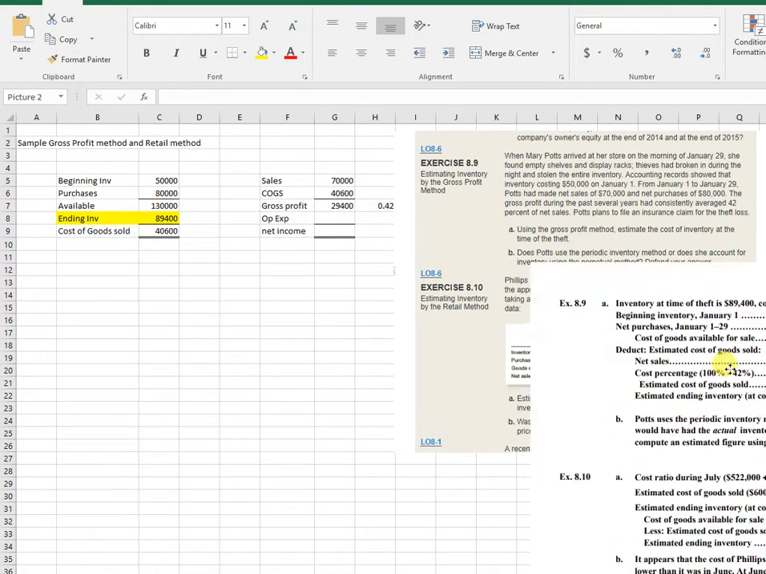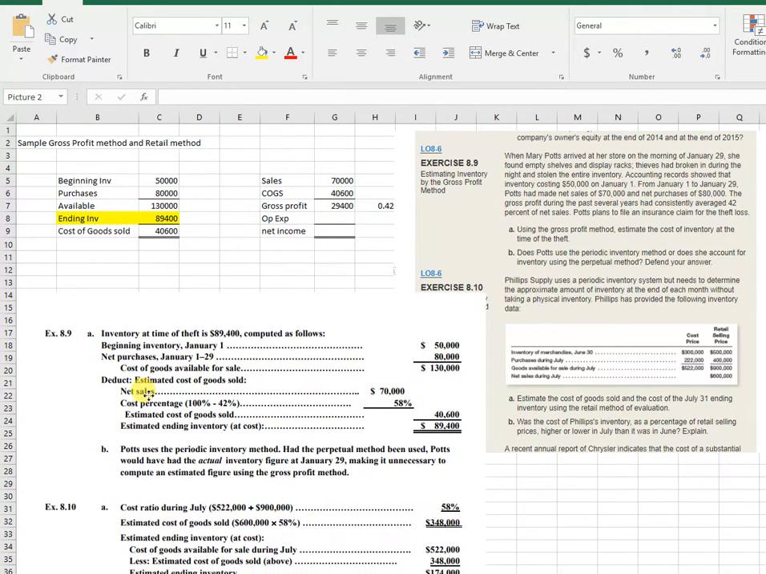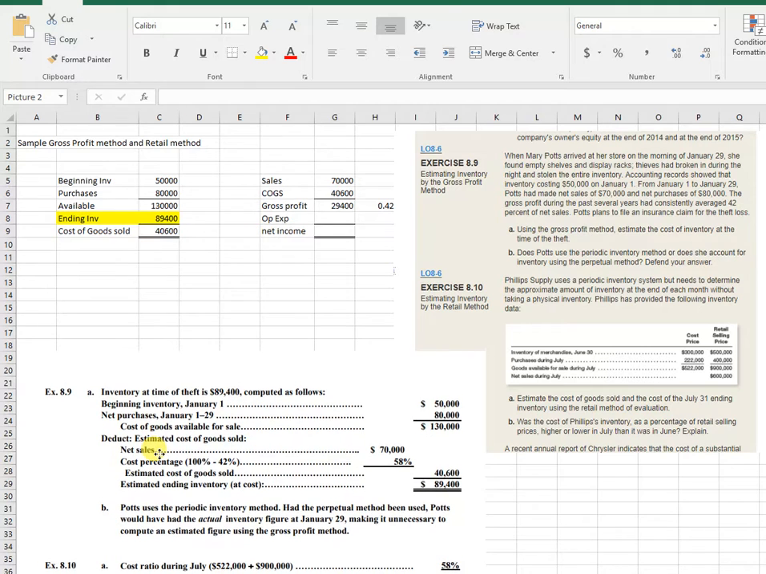Okay, I'm going to show you how the solution or the online would do this. Okay, and so notice they have inventory is computed as follows. I have beginning inventory of 50 plus 80, so they get that. That's that 130. Then they simply take the net sales. If sales are 100%, I'll make these percentages.